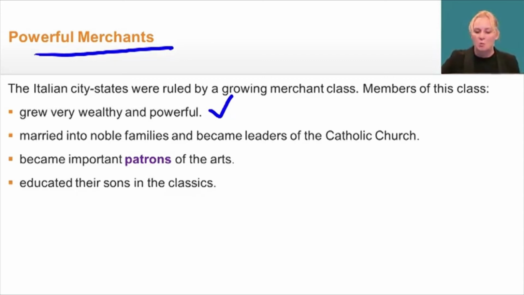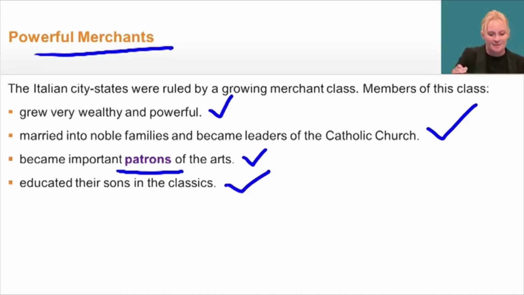They married into noble families and became leaders of the Catholic Church. Remember, the church was very powerful politically during this time period. They became important patrons of the arts. When I say the word patron, I mean someone who supports an artist financially. And also, they educated their sons in the classics.